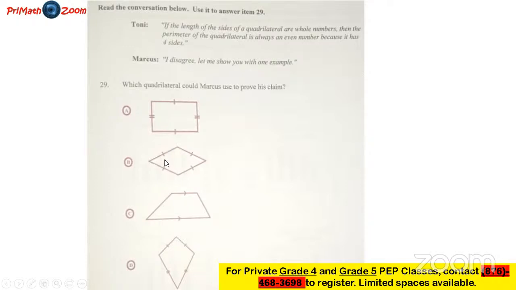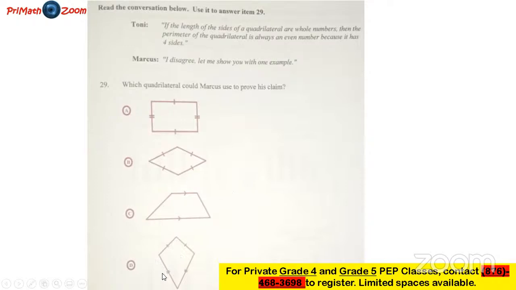A rhombus as well would give us all 4 sides equal. 4 is an even number, so definitely if they are whole numbers, it will also mean that the perimeter is an even number. So B cannot be used by Marcus to prove his claim. Let's look at C, it's a trapezoid, and we realize that there are different lengths for all 4 sides. So based on the different lengths here, it does not have to be true because if we have 2 here, 2 here, we have say this is 4, this is 3, then if we find the sum, the perimeter, because they're different lengths, the perimeter does not always have to be an even number.